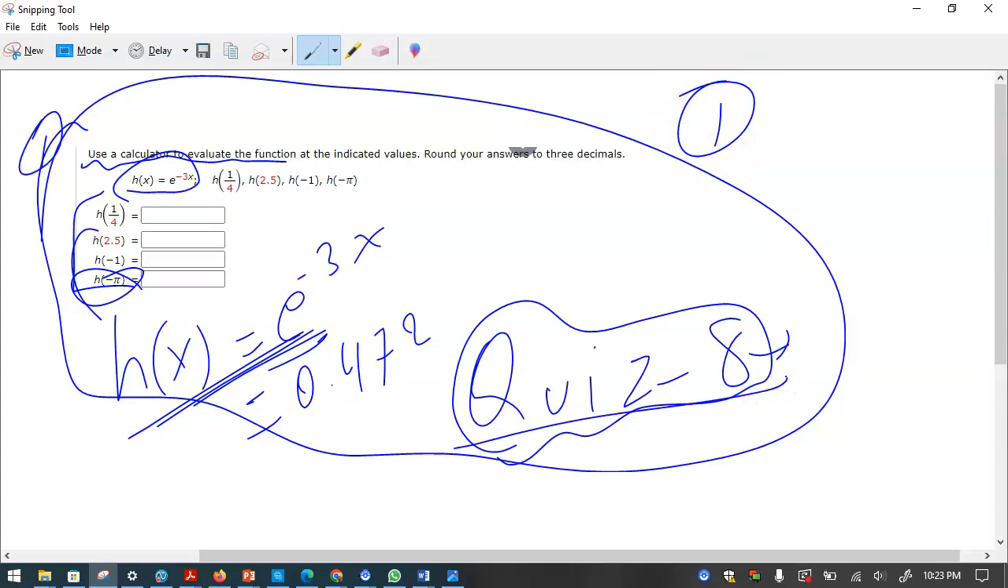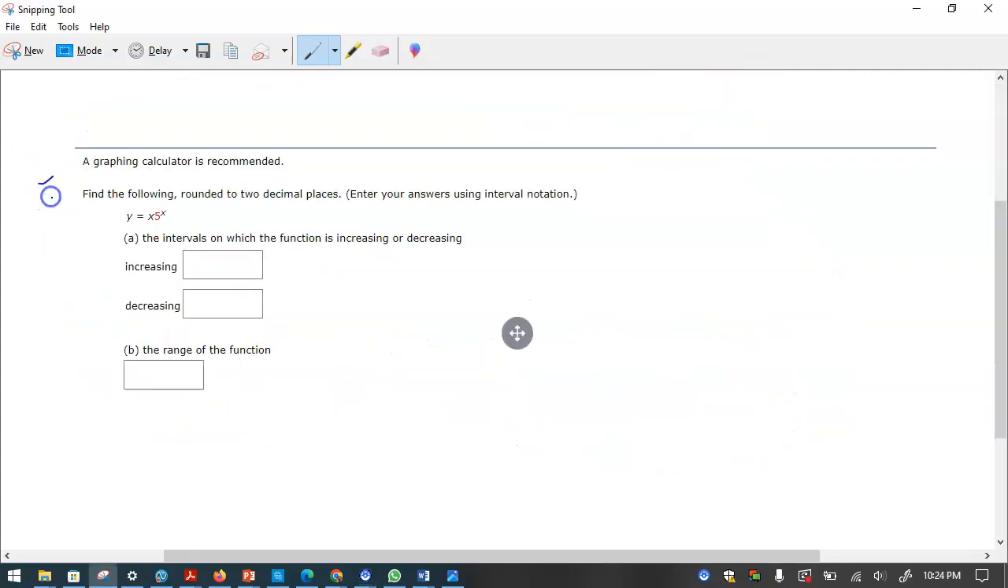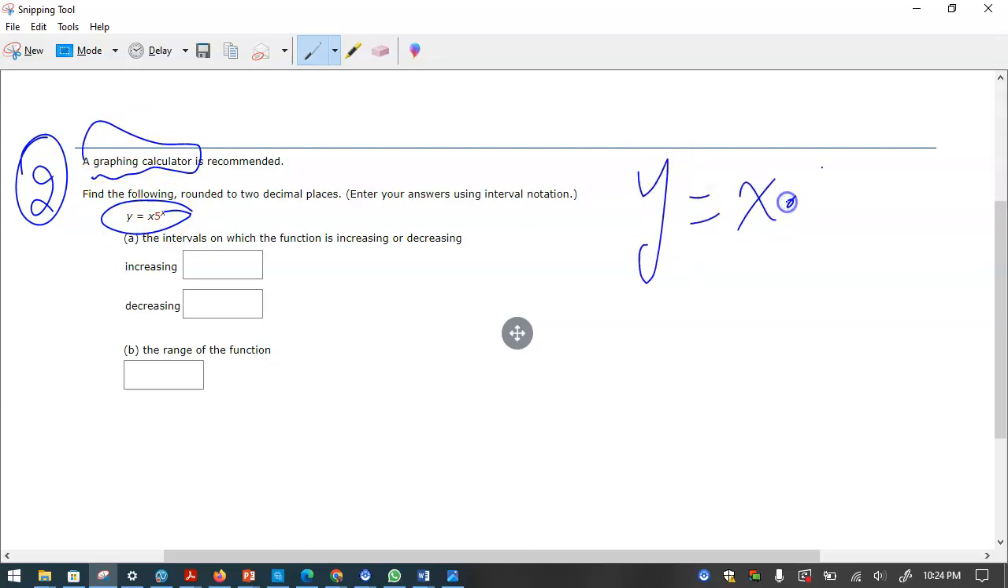Let me do the second question. Again, you need to use the graphing calculator, because we don't know how the graph will look, but it is y equals x times 5 raised to x. We need to know where the function is increasing and decreasing, write the decreasing interval, and find the range.